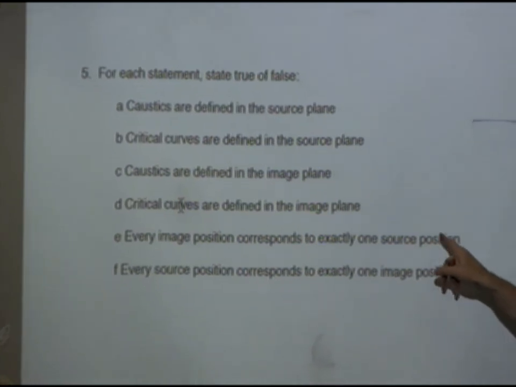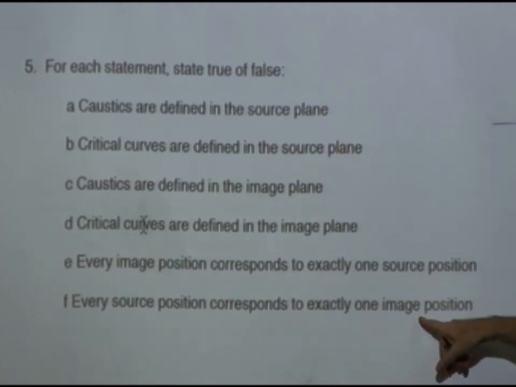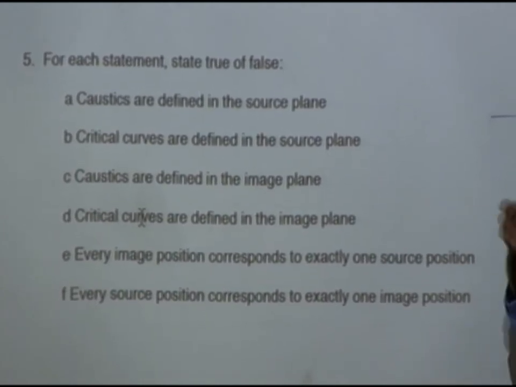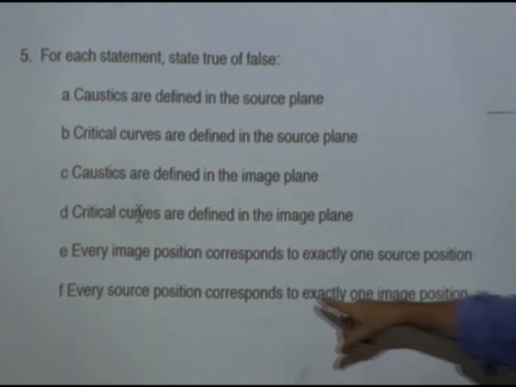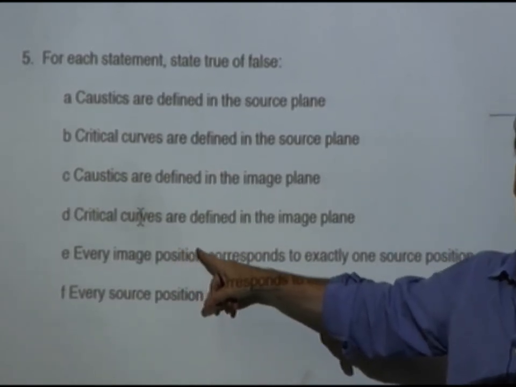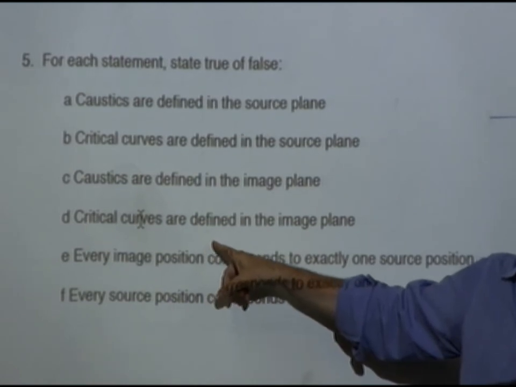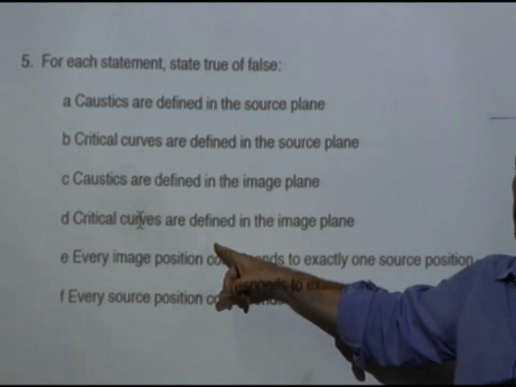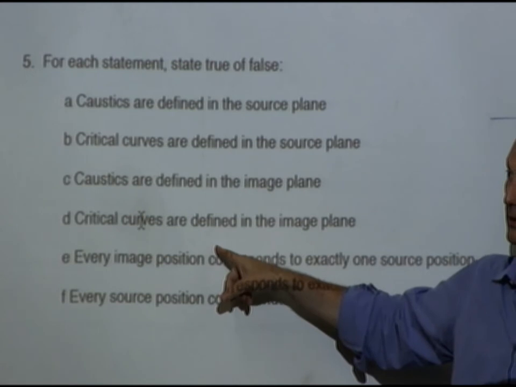On the same part of the sky, you're never going to see light rays that come from different parts of the source plane. The inverse is not true. Every source can give multiple images, so you can have different image positions for the same source. But this statement here is very much true, and many of you said it was very much false.